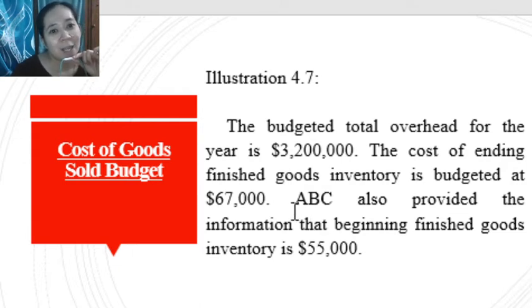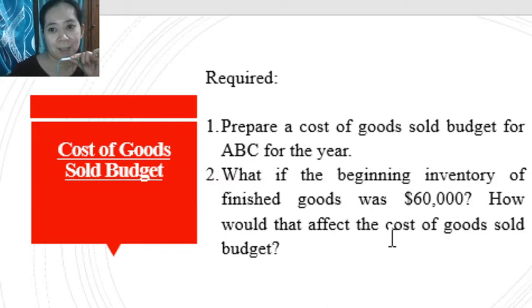The company also provided the information that the beginning finished goods inventory is $55,000. For our requirements, number one, we will prepare the cost of goods sold budget for the company for the year. And number two, what if the beginning inventory of our finished goods was $60,000? How would that affect our cost of goods sold budget?